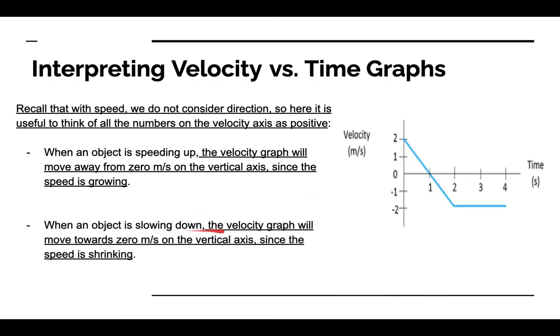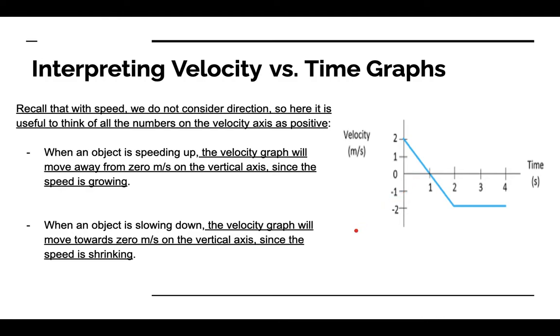Likewise, if an object is slowing down, the velocity graph will move towards 0 meters per second on the vertical axis since the speed is shrinking. So if we look right here, we're slowing down from 0 to 1 seconds. Our velocity is positive, but because we're moving closer to 0 meters per second, that means we're slowing down because our speed is approaching 0 meters per second.